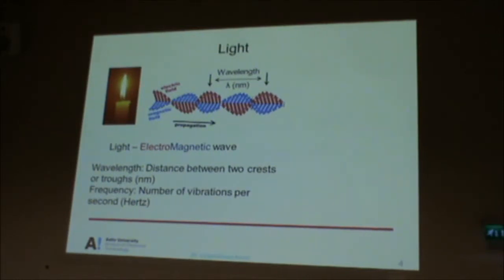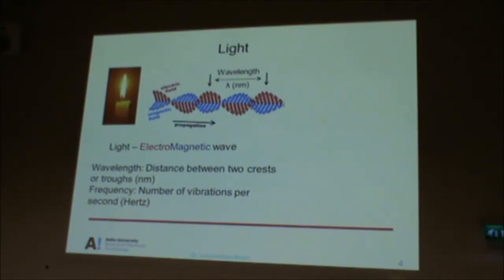There are some parameters based on which we can characterize each light wave. One is wavelength, which is the distance between two crests or two troughs. You can take any wave and it's the same. It's the distance between points which are in the same state of oscillation or vibration. That's denoted as lambda, and its unit is meters. Most of the light that we come across in our life has very small wavelengths, on the order of 10 to the minus 9, which is why we use the unit nanometers.